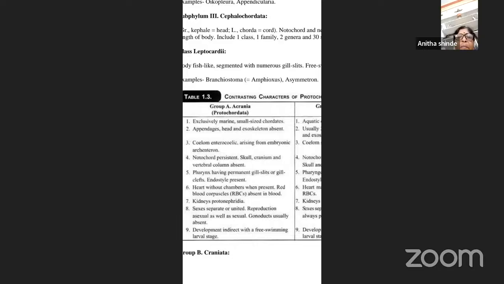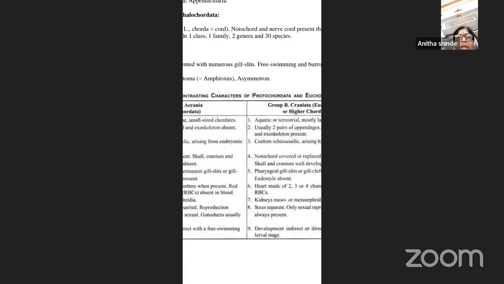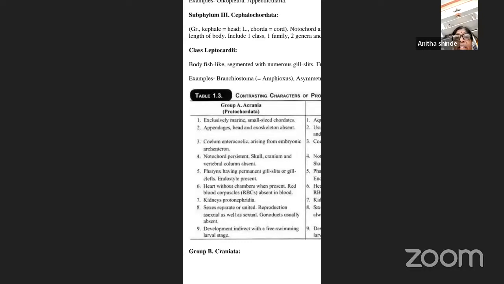And the kidneys are protonephridia totally, whereas in case of higher chordates, kidneys are meso or metanephridia. The sexes are separate or they may be united, and reproduction is asexual as well as sexual in case of protochordates. And gonoducts are usually absent, whereas sexes are separate and only sexual reproduction is present in case of higher chordates, and the gonoducts are always present.